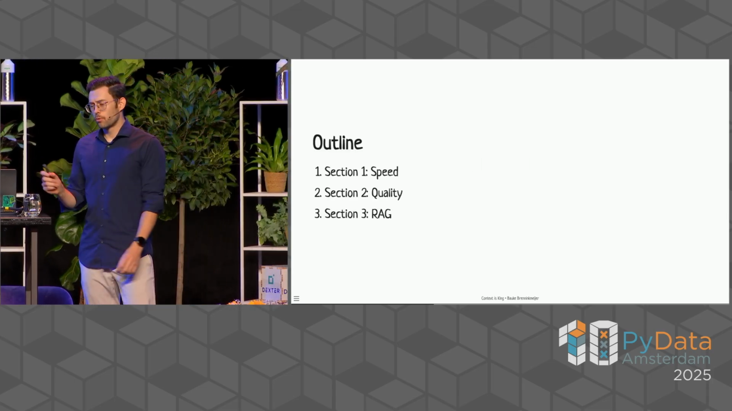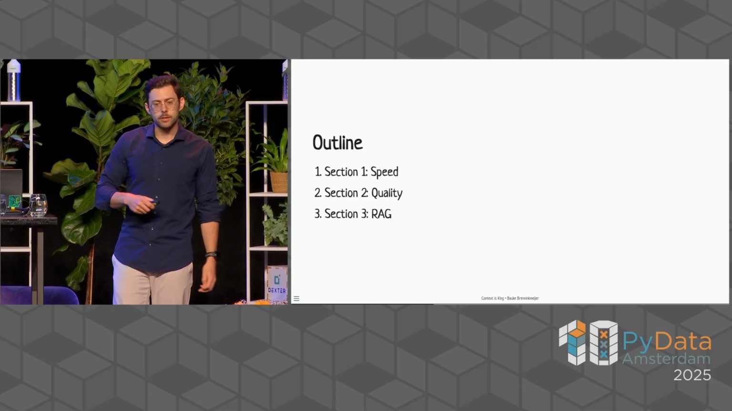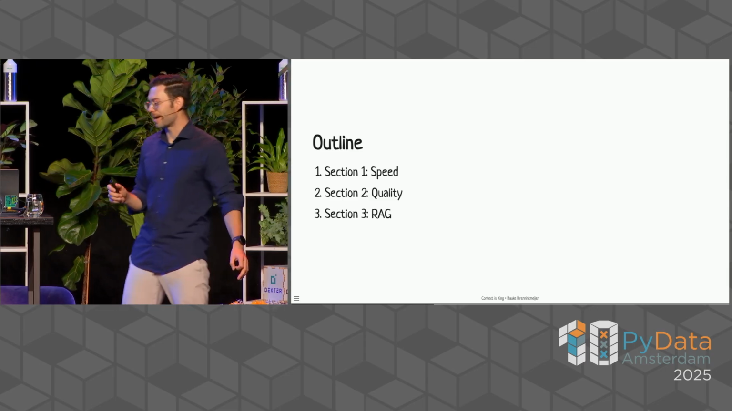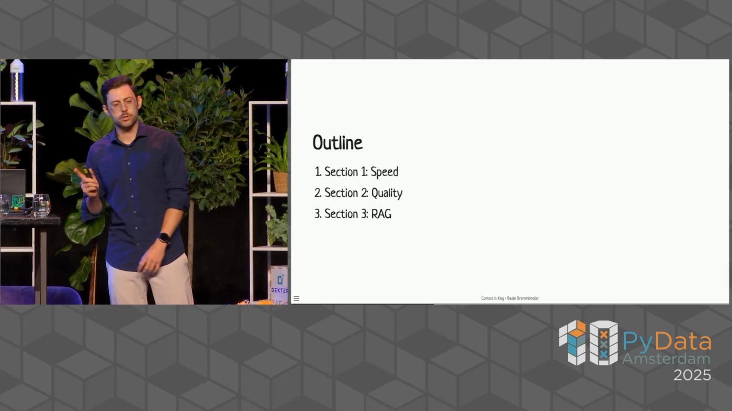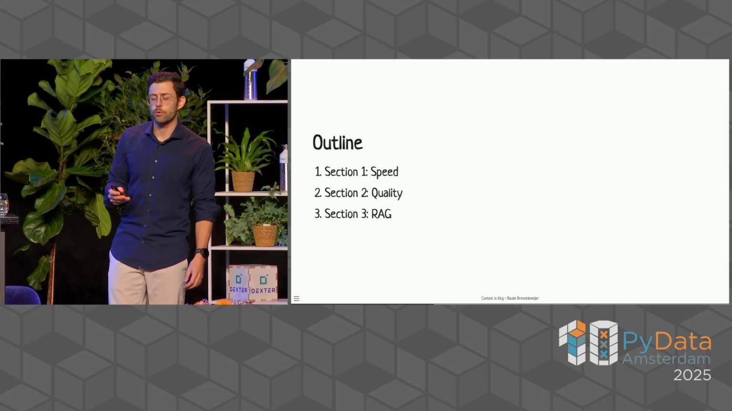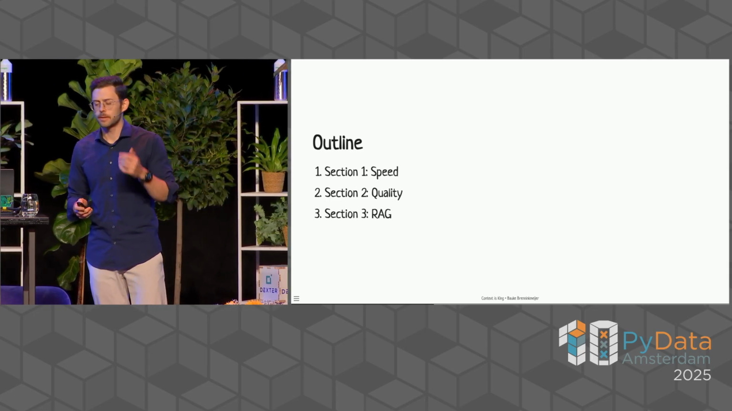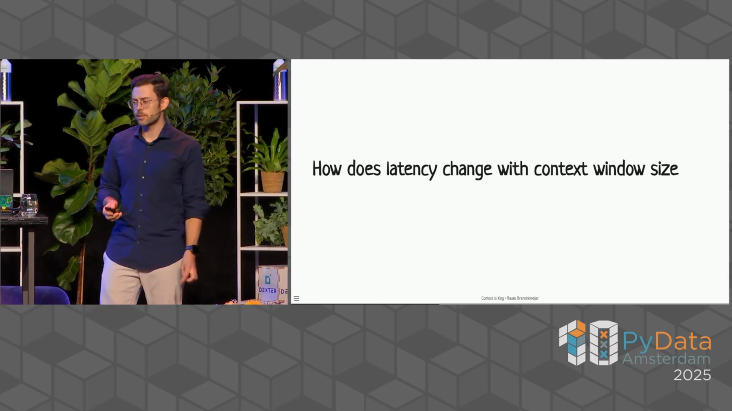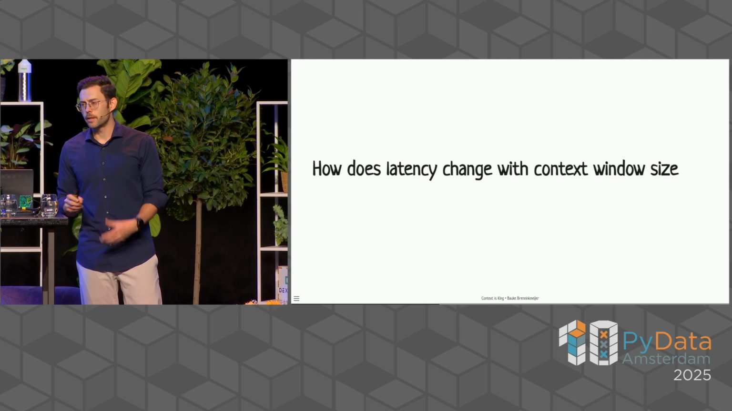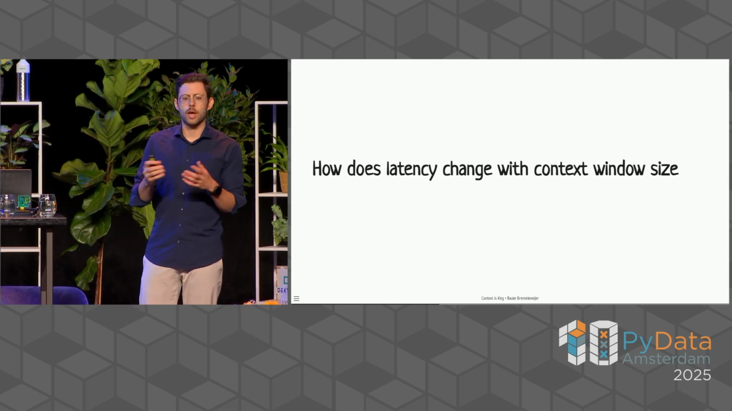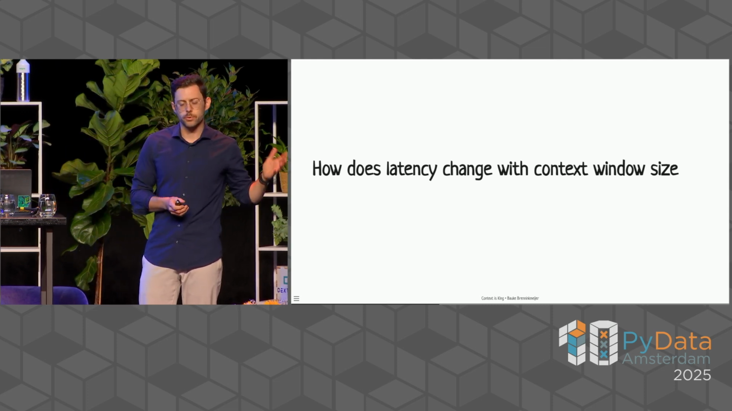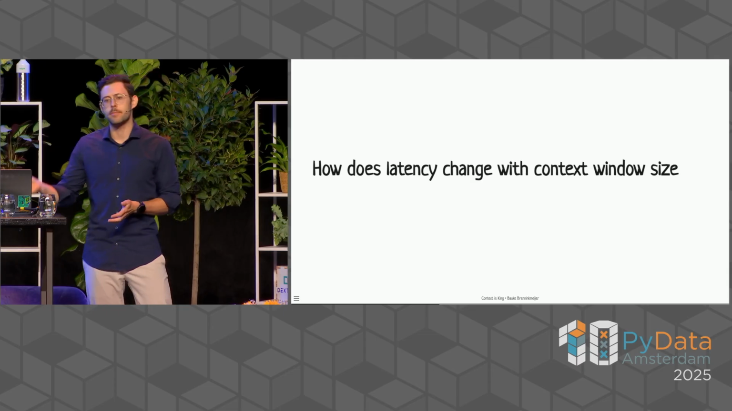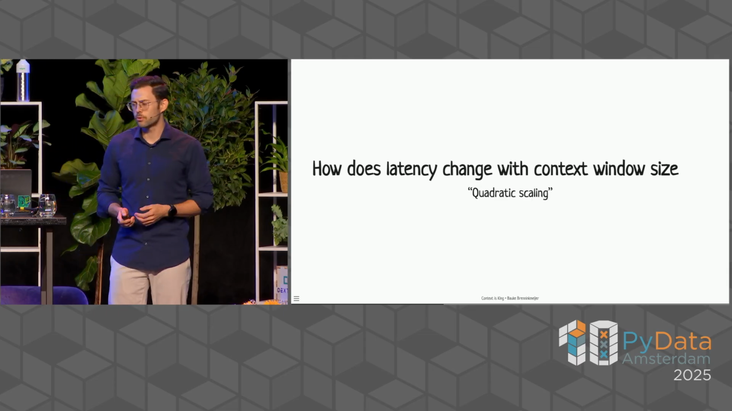So for the outline, apart from the 15 minutes of our talks that we've already had, we'll do 3 sections: one about speed, the second about quality, and the third goes a bit deeper into RAG. So how does latency change with the context window? This is important if you are doing thousands or millions of calls, because the difference between 1 second, 10 seconds, and a minute is obviously huge.